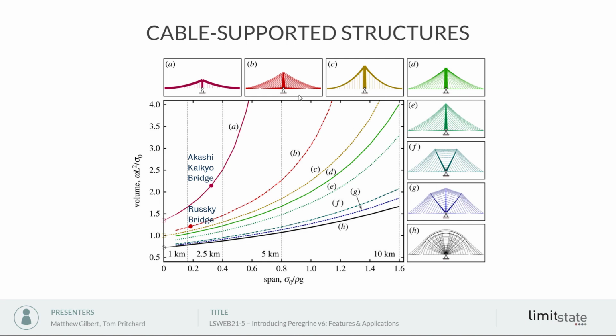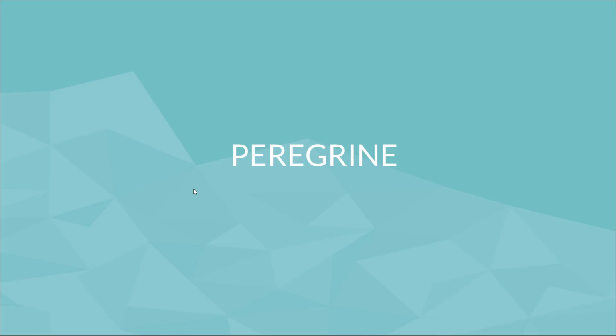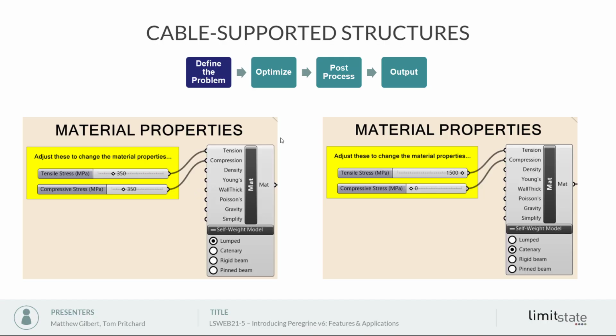And somewhere in the middle there's going to be an optimized design which is both much lower weight than the hand designed solution, but also eminently buildable. And how is it all implemented in Peregrine? So if we take a look here, again it's part of the problem definition, and in this case we're looking at the material components. So on the left hand side here we have our traditional material component, which takes tensile and compressive stress limits, and our self-weight model is defined as being lumped.